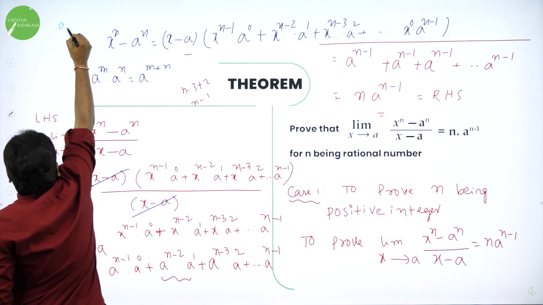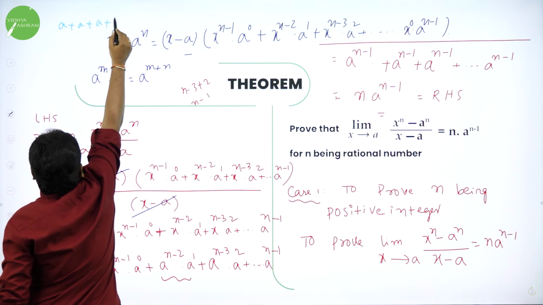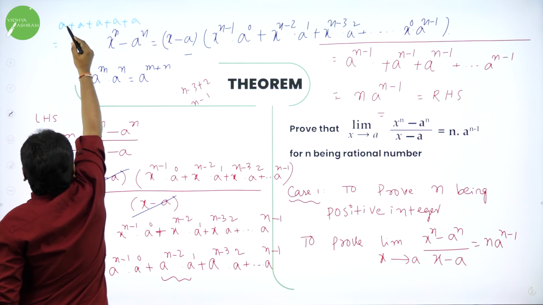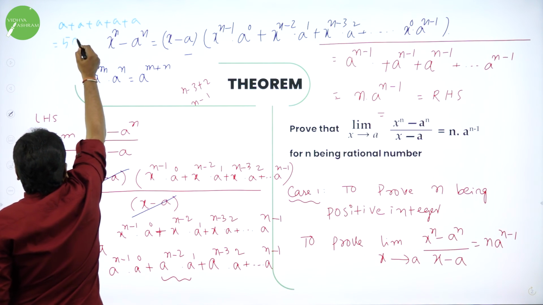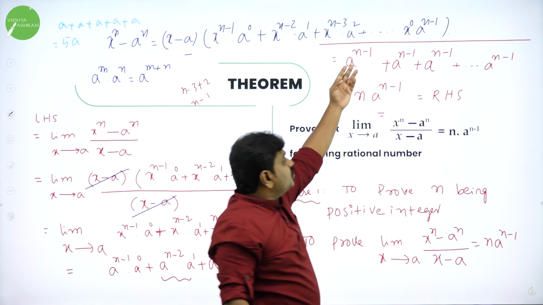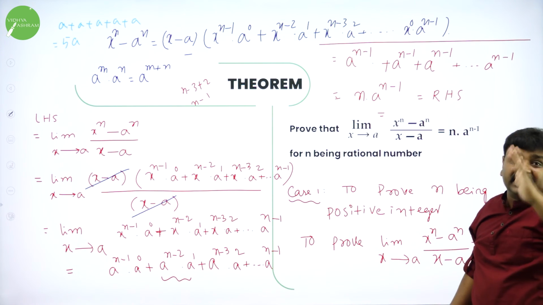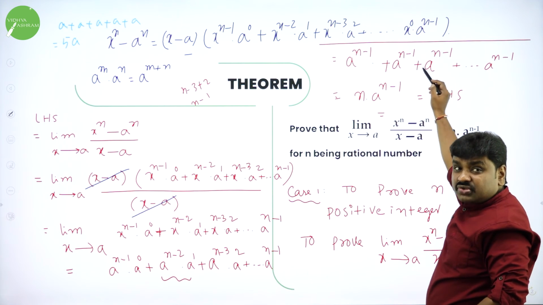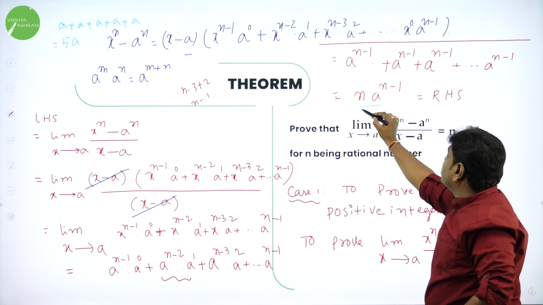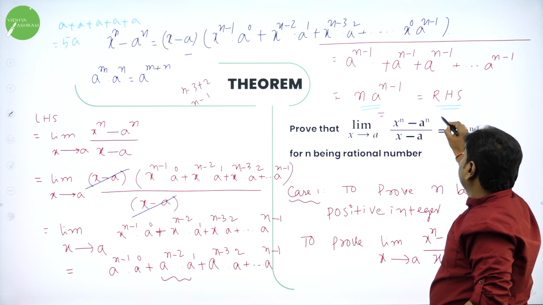If I have a 5 times, it will be what? 1, 2, 3, 4, 5, 5a. Like that, I have a power n minus 1 plus a power n minus 1 plus a power n minus 1 plus a power n minus 1. How many times? N times. So a power n minus 1, n times if you add, it will become n into a power n minus 1. This is RHS. Hence the proof.